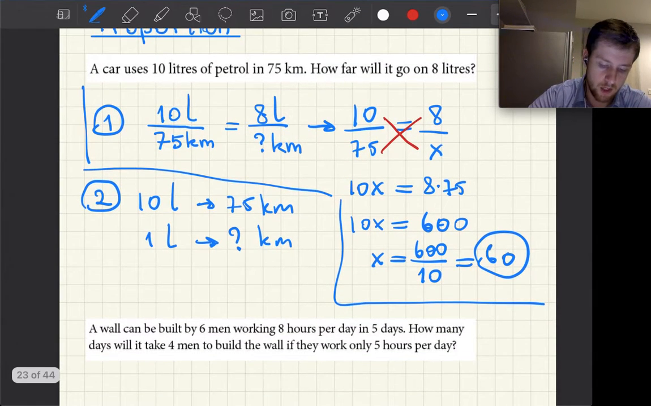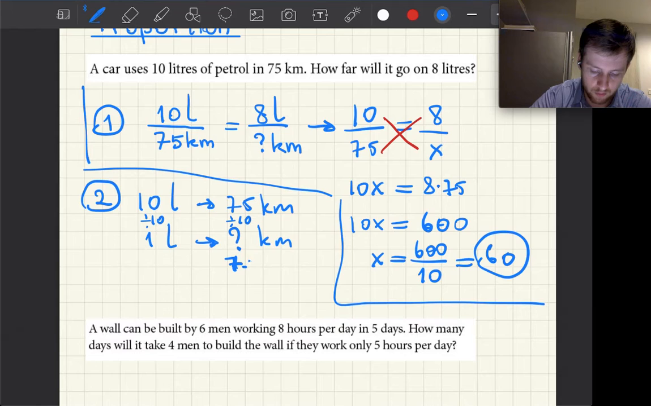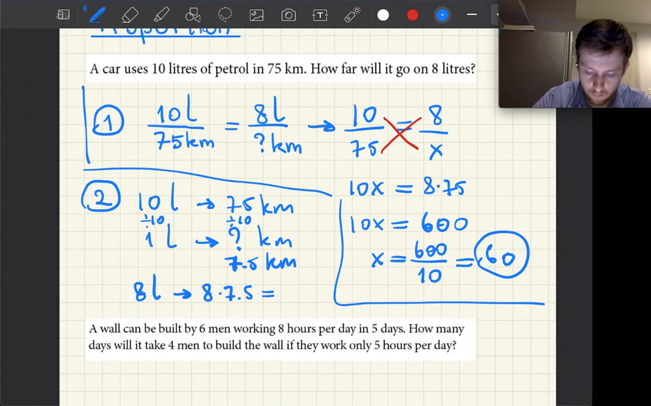So the answer would be, we would have to divide it by 10, all right, and we would get 7.5 kilometers. So 7.5 kilometers for 1 liter, and then easily we can figure out that for 8 liters, it would be 8 times 7.5, which would be 60 kilometers. So that's the second way.